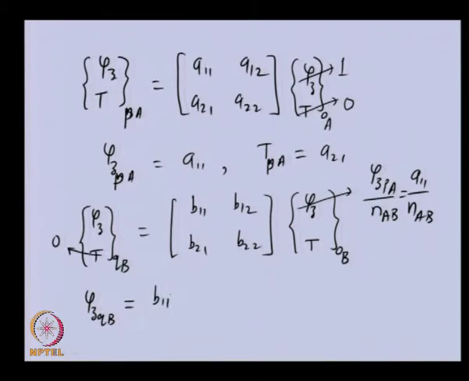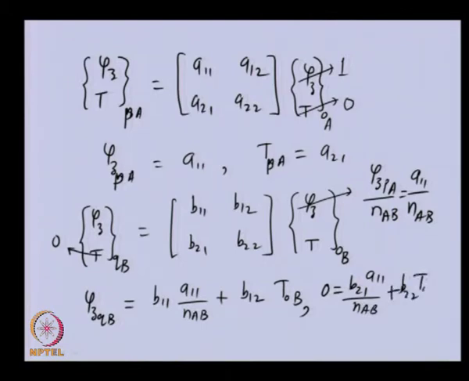B11 first equation A11 divided by NAB plus B12 into T naught B. So, this is the first equation. Second equation will give us 0 is equal to B21 A11 by NAB plus B22 T naught B. So, we have two equations now.